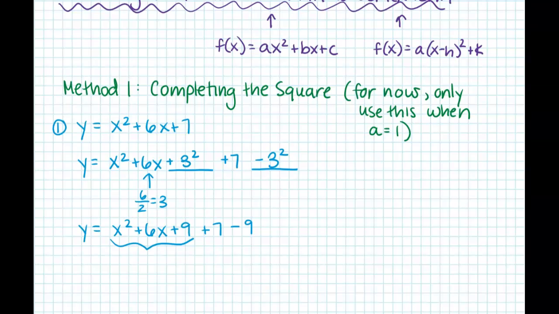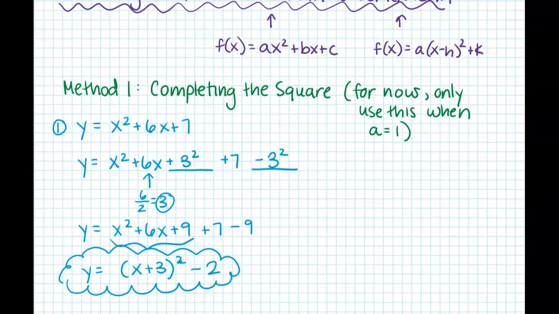So x squared plus 6x plus 9 is x plus 3 squared. You might just know that, but also know that whatever you got when you did 6 divided by 2, it's going to be x plus that, squared. And then 7 minus 9 is negative 2, so we have x plus 3 squared minus 2. So this is x squared plus 6x plus 7 written in vertex form.